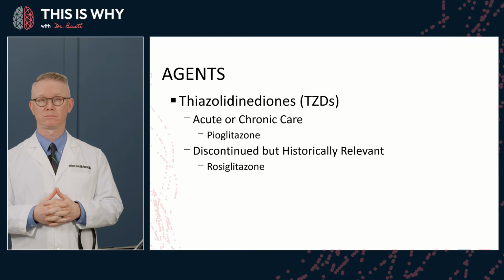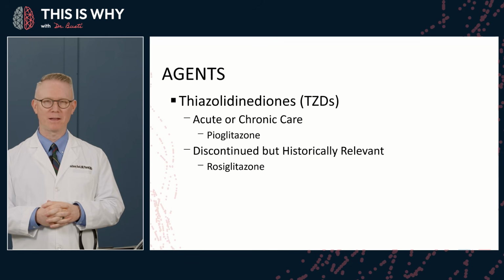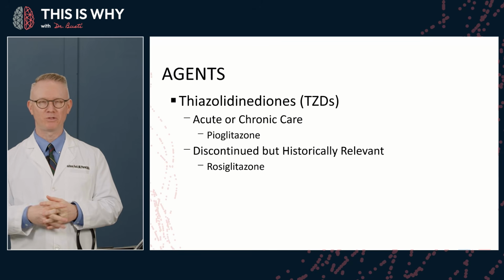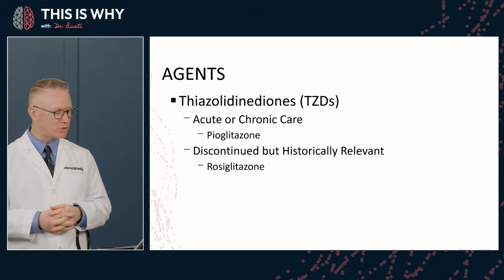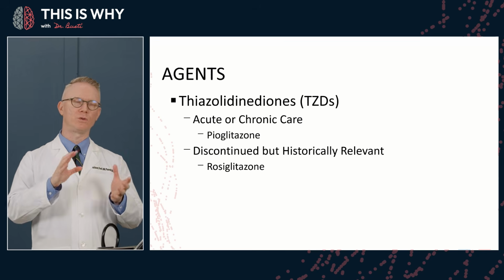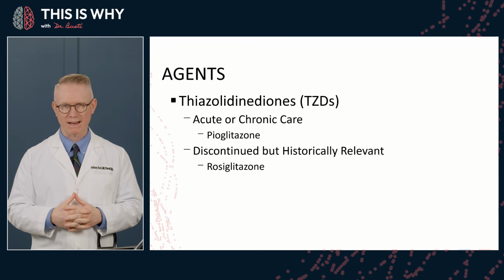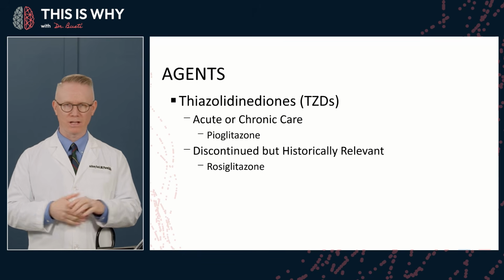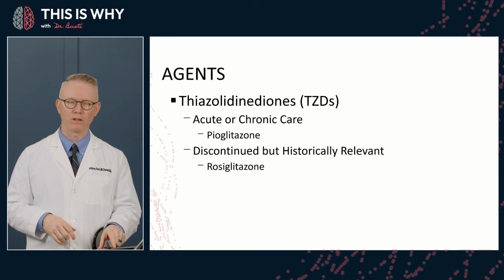All right, first is our agents. There's one. There's a lot that have come and gone throughout the years. As I mentioned early on, there was some liver issues. That agent's gone. Rosiglitazone is now gone, but still historically relevant, and I'll try to blend it in from a historical context or perspective. Okay, but Pioglitazone is the main agent that is still available and can be used.